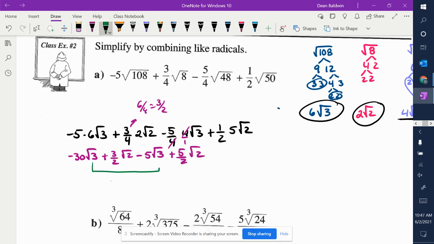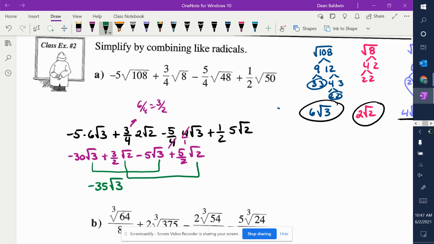The 2's and the 3's, right? So we got the root 3's here. What's negative 30 minus 5? Negative 35. So I get negative 35 root 3. And then the other ones are those. 3 over 2 root 2 plus 5 over 2 root 2.